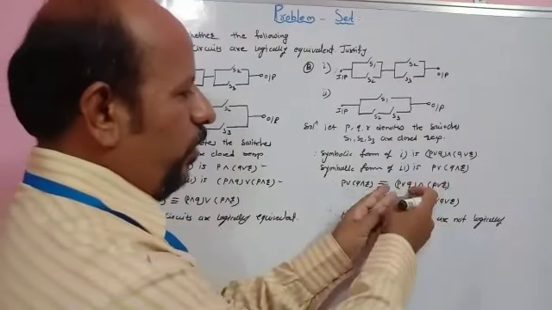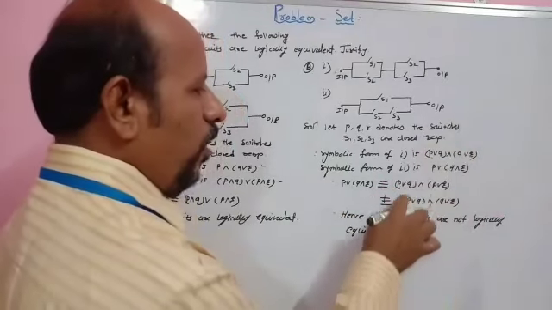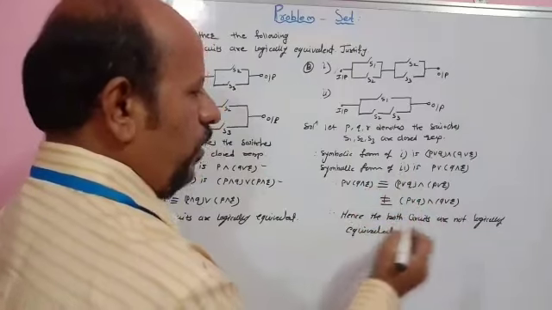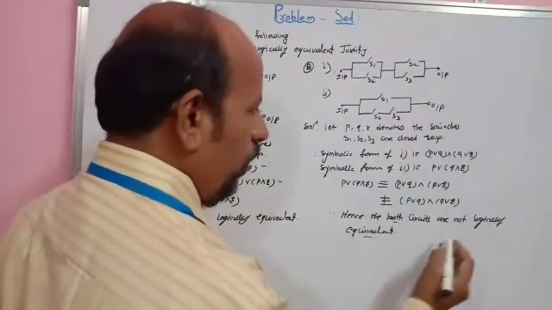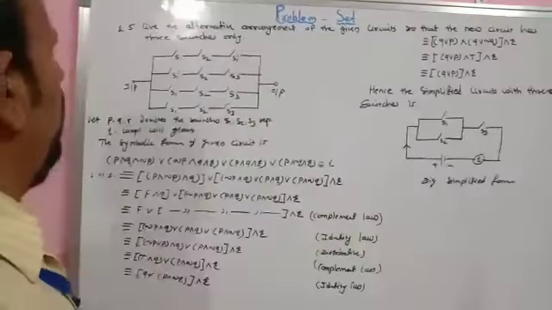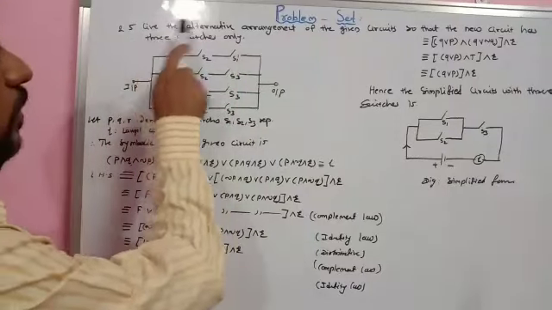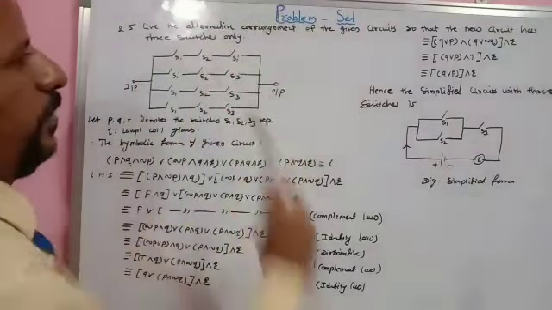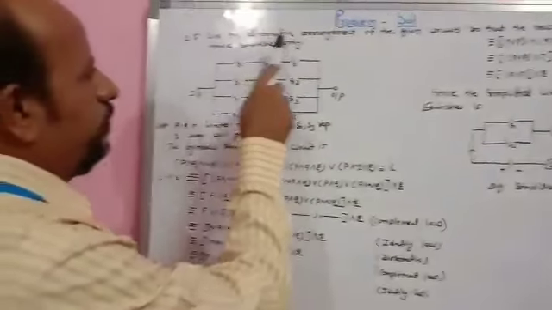But P or Q and P or R, and P or Q and Q or R, are not identical. Therefore, both circuits, the first and the second, are not logically equivalent. In example 5, we give an alternative arrangement of the given circuit so that it has 3 switches only.